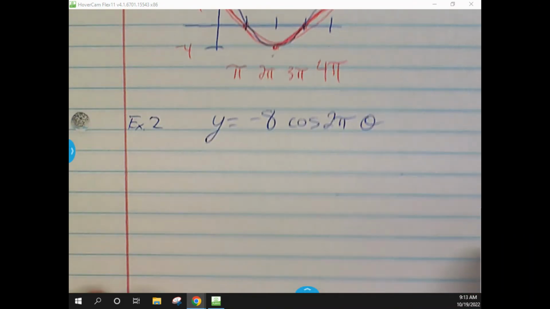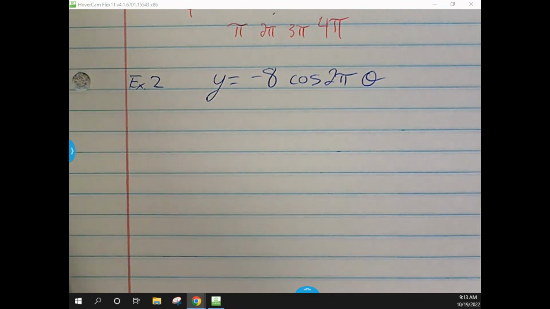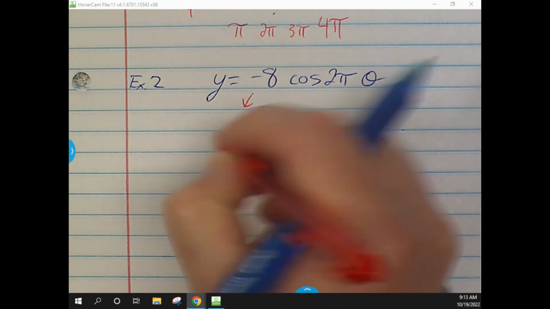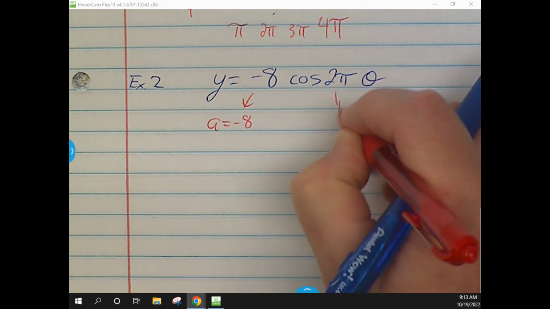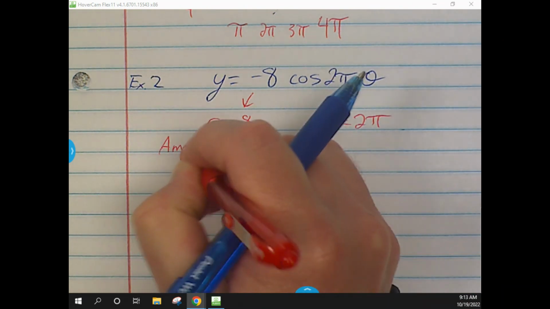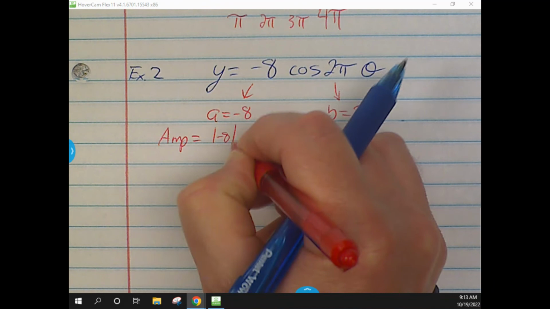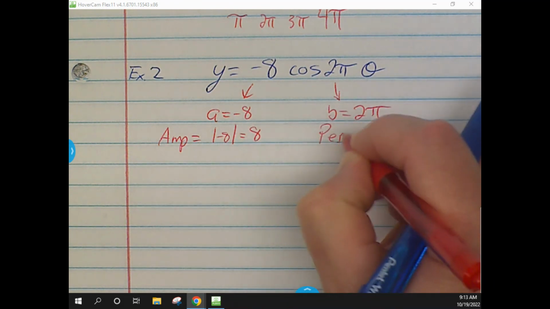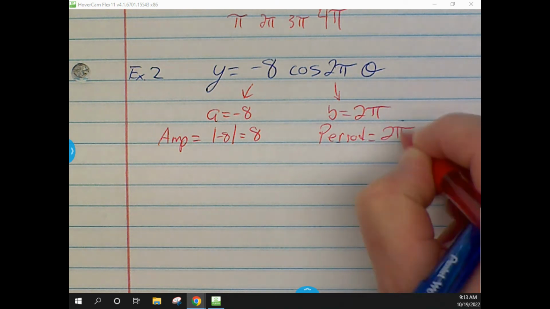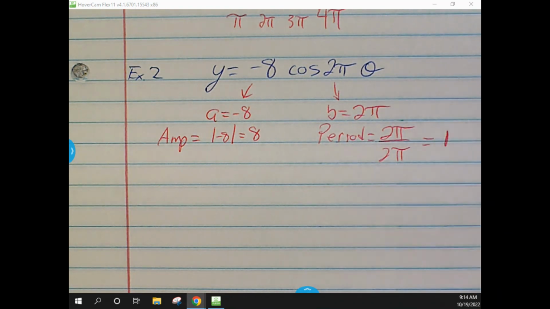All right, let's go -8 cosine of 2 pi theta. Okay, so our A value is -8. We do the absolute value of -8, which means our amplitude is 8. And with the B value, we use that to get the period. That's 2 pi over B, which is 2 pi over 2 pi. So everything in the 2 pi cancels out. So in this case, our period is just 1.